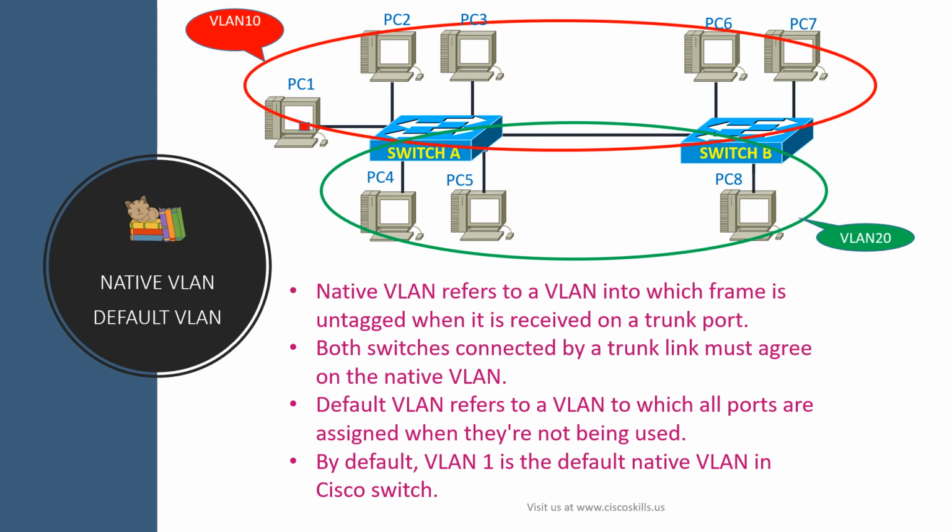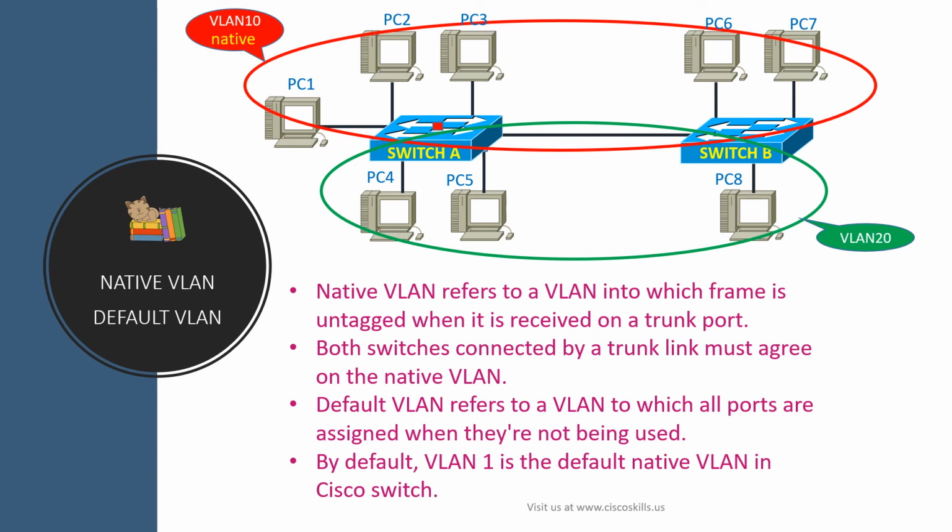Let's now look into the network diagram and assume we make VLAN 10 the native VLAN on both switch A and switch B. And PC1 needs to send a frame to PC7 and it must forward the frame to switch A. Switch A knows the frame belongs to VLAN 10 and it must forward the frame across the trunk. It then checks the trunk's VLAN allowed list and knows VLAN 10 is allowed.